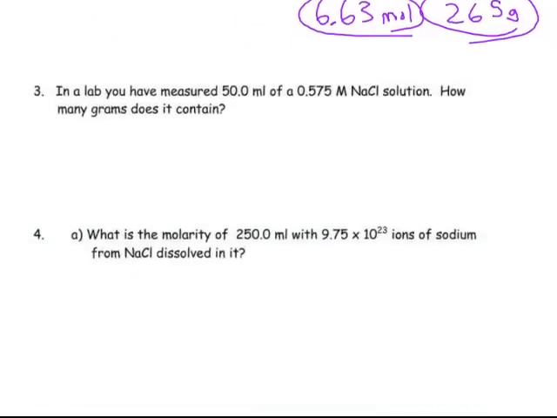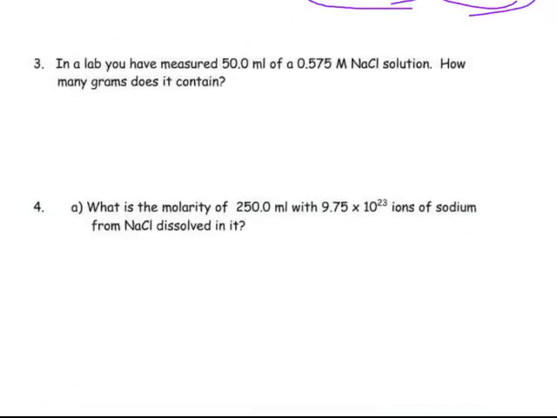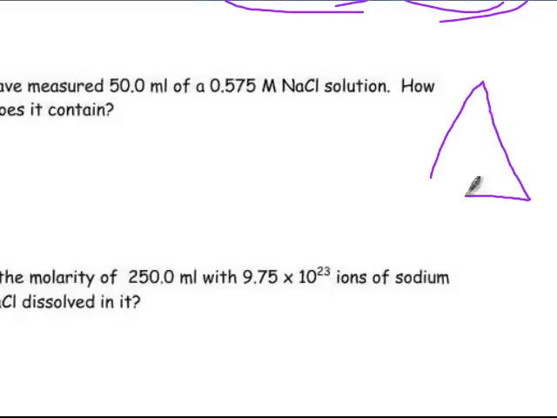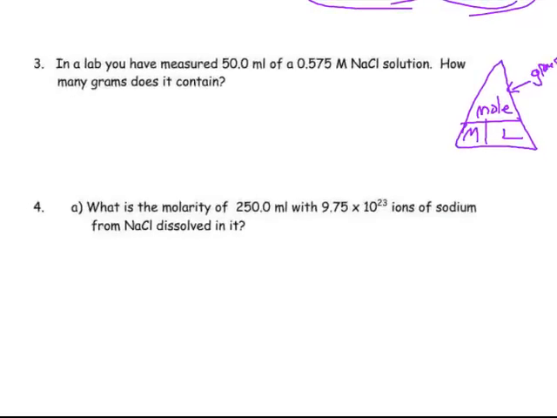All right, the next kind of calculation we did was a molarity question. So molarity, in a lab you have measured 50 milliliters of a 0.75 molar NaCl solution. How many grams? Well, our formula for molarity is molarity equals moles divided by liters. Now, some of you put grams in there, but when I did this, that was not my intention. You have to have moles in the formula. But in the problem, if you're asked for grams, you can convert grams to moles and moles to grams using the molar mass. But in this formula is moles, not grams. And so we're looking for grams.